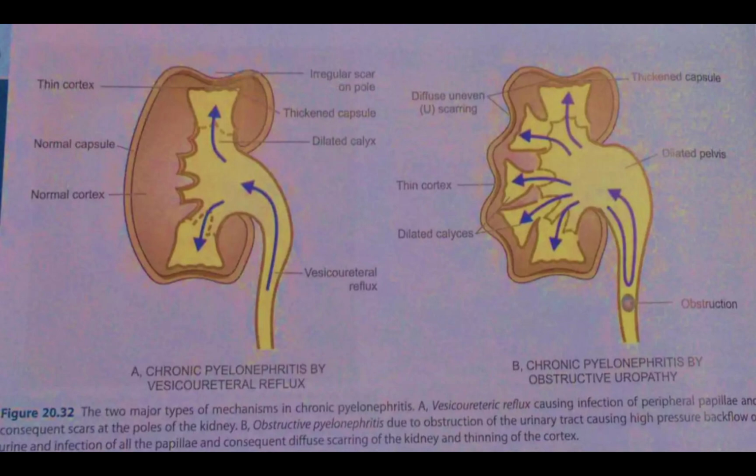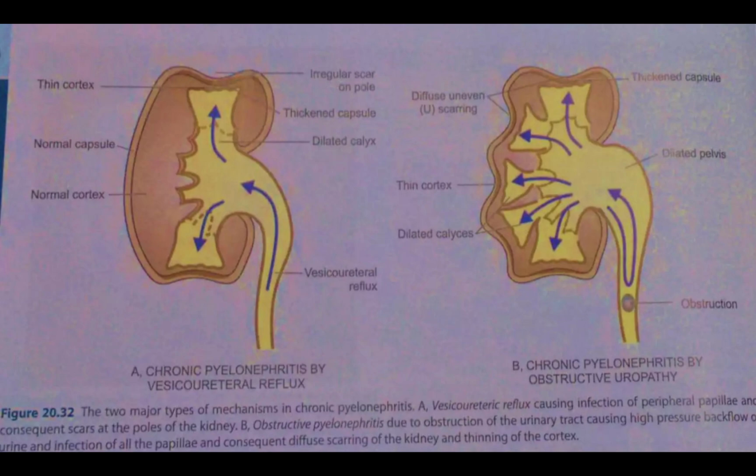The urine will accumulate in the calyces, and thinning of the cortex and diffuse, uneven scarring will occur. These are the two major types of mechanism present in chronic pyelonephritis. Mainly, the vesico-ureteric reflux causes infection of the peripheral papillae and consequent scars at the poles of the kidney.